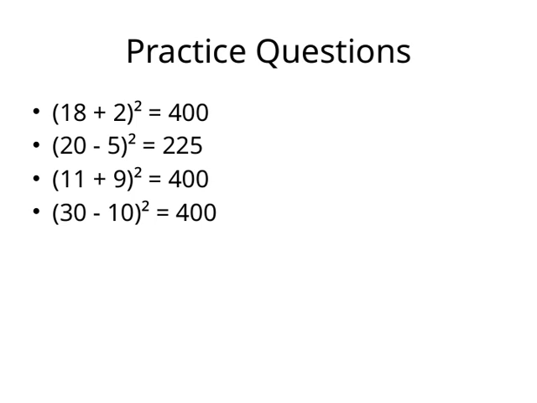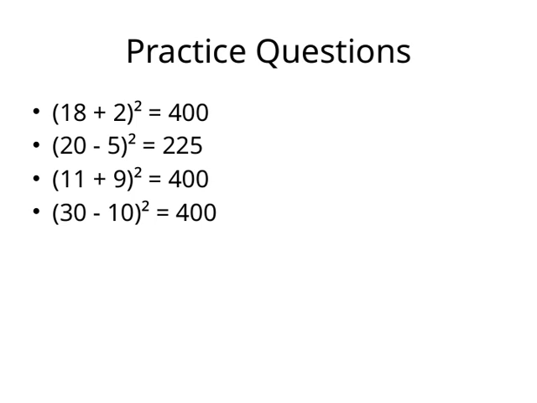Then, (11 + 9)² equals 400. Adding 11 and 9 gives us 20 again, and squaring 20 yields 400. Notice how different expressions can lead to the same result when the sum inside the parentheses is the same.